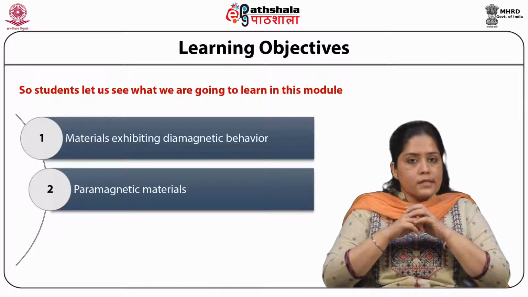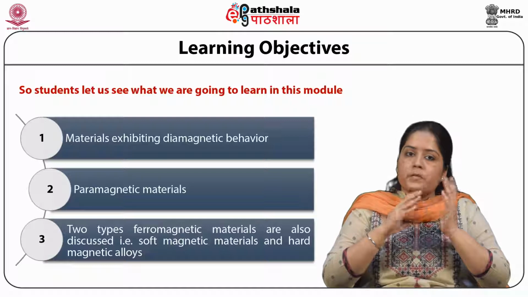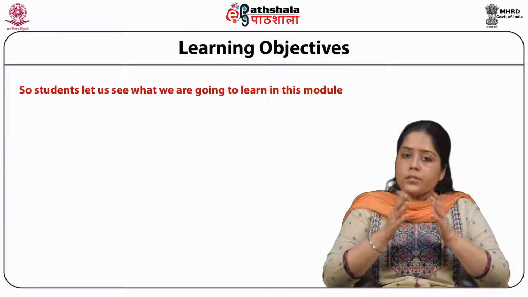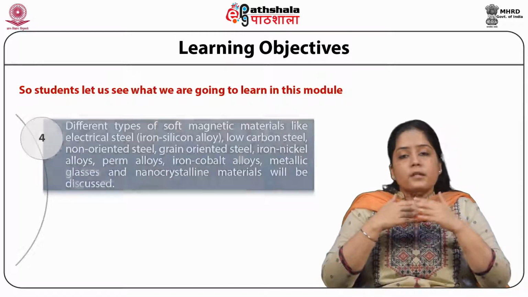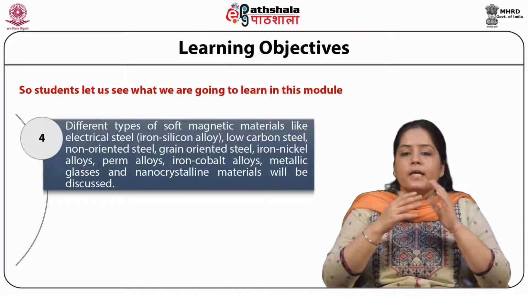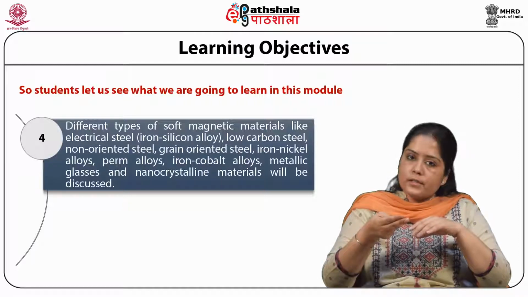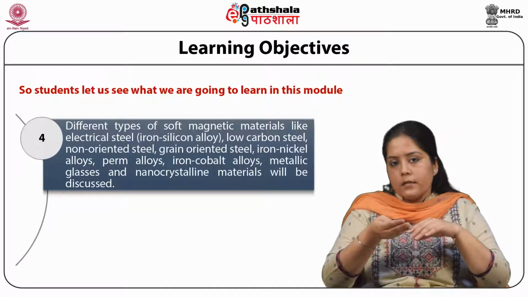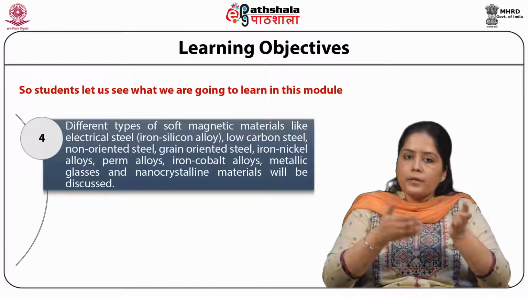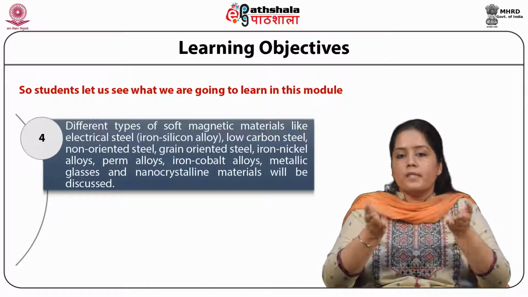Here we will be discussing two types of ferromagnetic materials, that is soft magnetic materials and hard magnetic materials. Students, we will be discussing the different types of soft magnetic materials like electrical steel, low carbon steel, non-oriented steel, grain-oriented steel, nickel alloys, Permalloys, iron-cobalt alloys, metallic glasses and nanocrystalline materials.